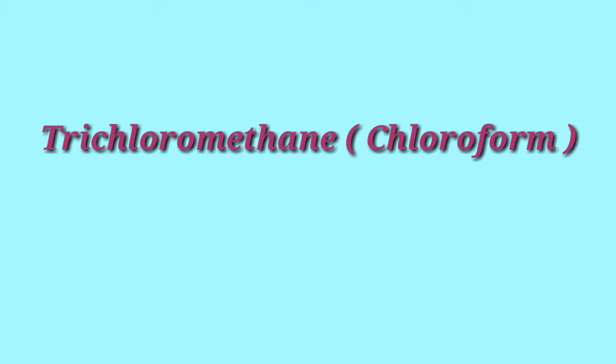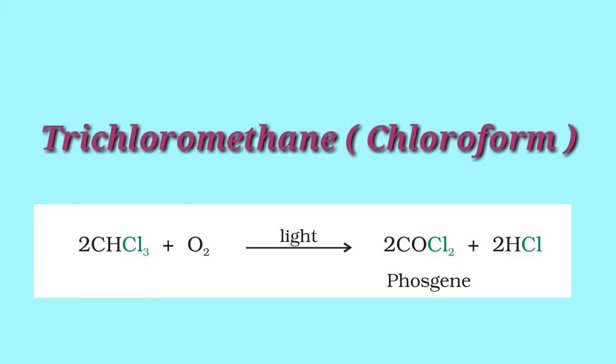Chloroform is slowly oxidized by air in the presence of light to an extremely poisonous gas called phosgene, that is carbonic chloride. It is therefore stored in closed dark colored bottles completely filled so that air is kept out. 2CHCl3 plus O2 in presence of light, phosgene is formed, that is 2COCl2 plus 2HCl.